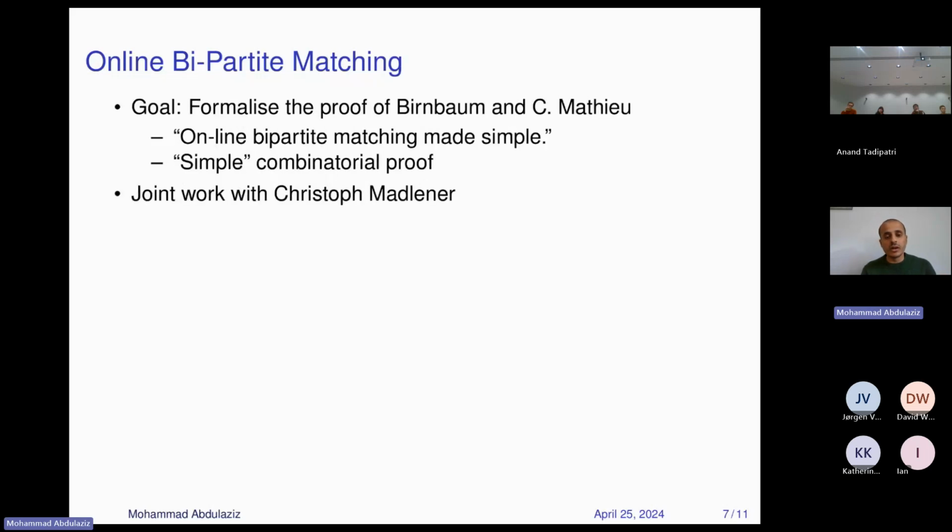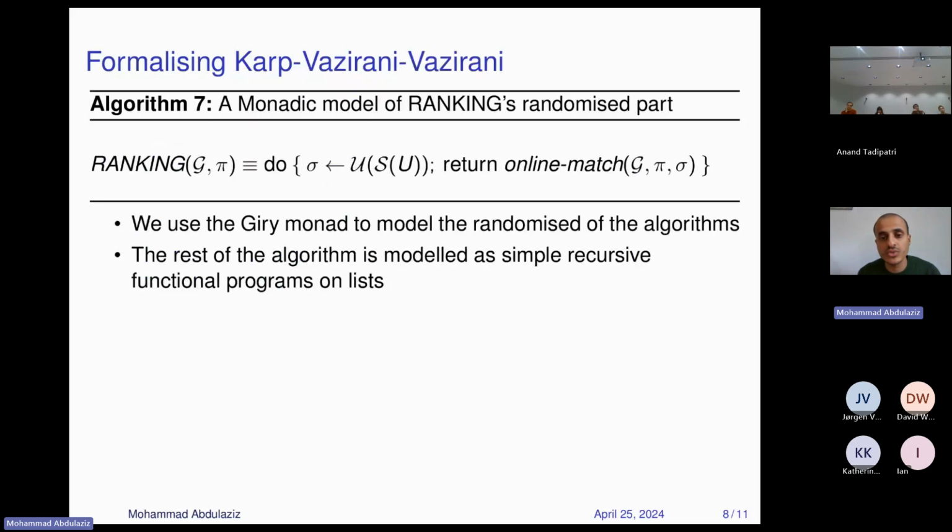And what Christoph Madlener, who was a former student of mine, and I decided to do was to formalize one of the papers, the paper from 2008, which was called Online Bipartite Matching Made Simple. It claims that it presents a simple combinatorial proof of the algorithm, and that proof is what I'm going to show you. I don't think you will be surprised that this actually is not simple. Once you formalize it, you find that there are a lot of things that are missing.